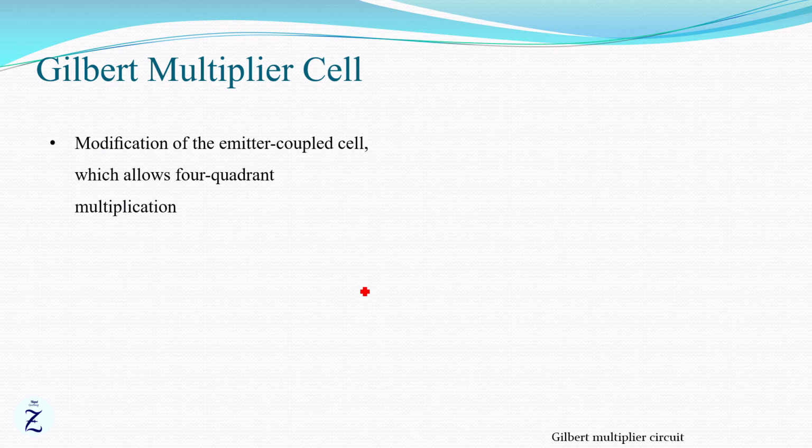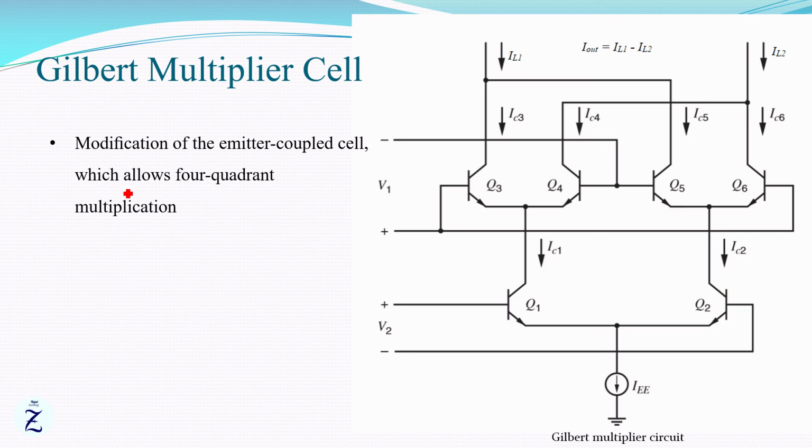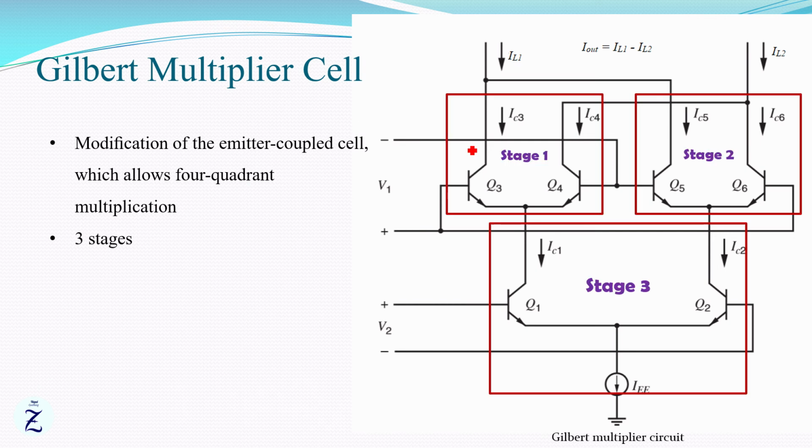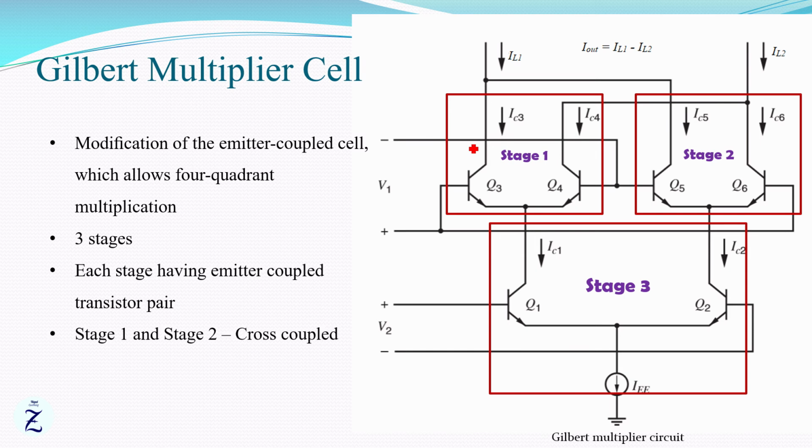As I said earlier, the Gilbert multiplier cell is a modification of the emitter coupled multiplier which allows the four-quadrant multiplication, or it allows both the inputs to have signals in any polarity. Here is the circuit of a Gilbert multiplier cell. In this circuit, it consists of three different stages, with each stage having a pair of transistors. All these stages are emitter coupled transistor pair with cross coupled stage 1 and stage 2 in series with stage 3.